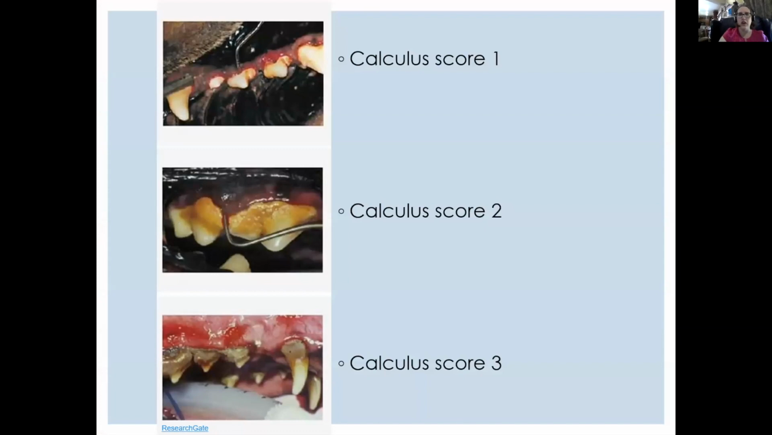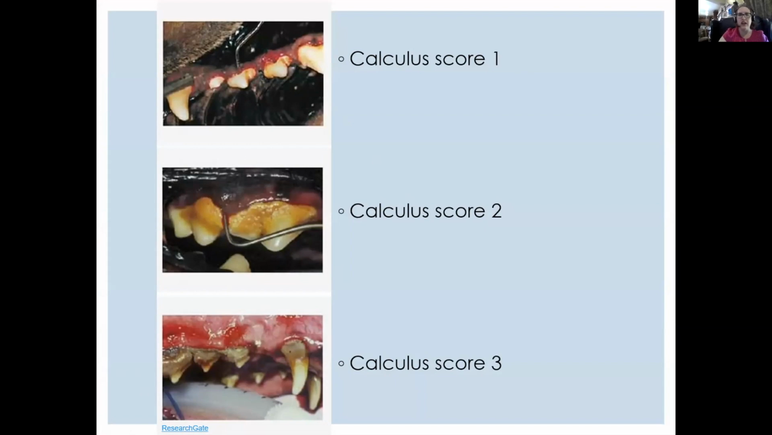So when we look at our calculus scoring, I look at this a little bit simplistically. There are a ton of scores out there, but I look at it as, is there just a little bit of calculus that I can see on the tooth surface? Is there more tooth surface than calculus showing, or is there more calculus than tooth showing? So a little bit more tooth than tartar, or more tartar than tooth.